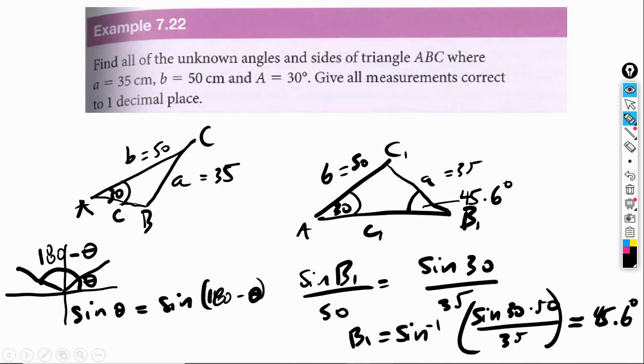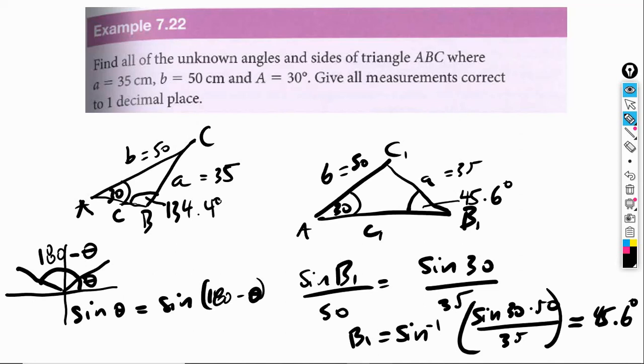Now, guess what this angle is here? Precisely, it's going to be 180 minus 45.6, because this is an acute angle, and those two sines have to equal each other, as you will see in a second. So 180 minus 45.6 is 134.4 degrees. That means that this angle here is 134.4 degrees.